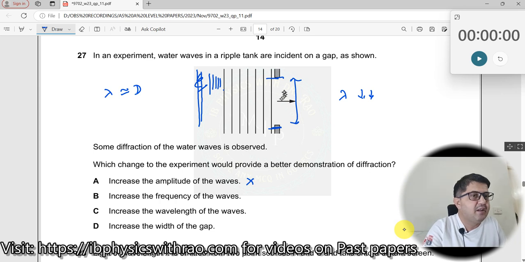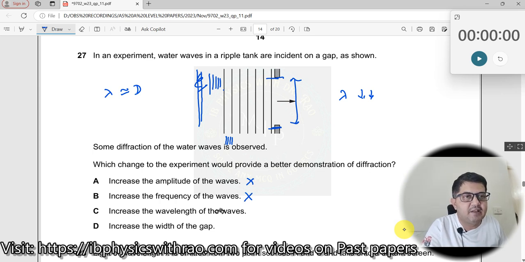So therefore, diffraction is not so good, and hence frequency should not increase, because if I increase the frequency, the wavelength will become lesser, and these lines will not be like this, but like this over here. We will be bringing them much closer to each other, right? So that is not a good one. So therefore, increasing the frequency is not a good idea.